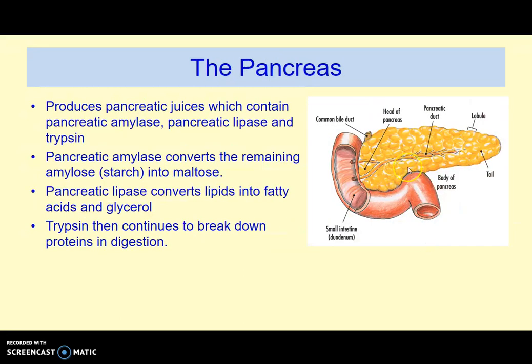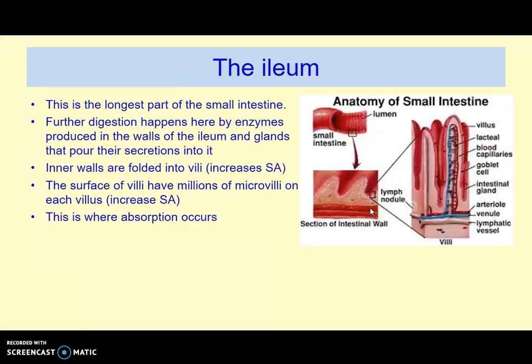The pancreas, this chili-shaped organ, produces lots of pancreatic juices that have pancreatic amylase, pancreatic lipase, and proteases. Trypsin is one example of them. Lots of enzyme activity is going on here, so lots of chemical hydrolysis of large molecules.